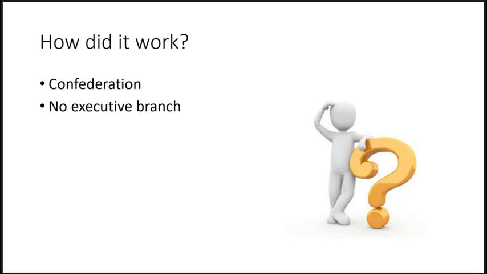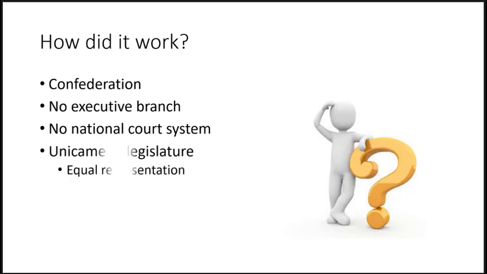And that's it. And they don't have a whole lot of power, but we'll get into those in a moment. Other things they don't have: a national court system. I talked about it being a legislative body. It's a unicameral legislature. It's got equal representation, so everybody's got the same say, and it's one representative per state.